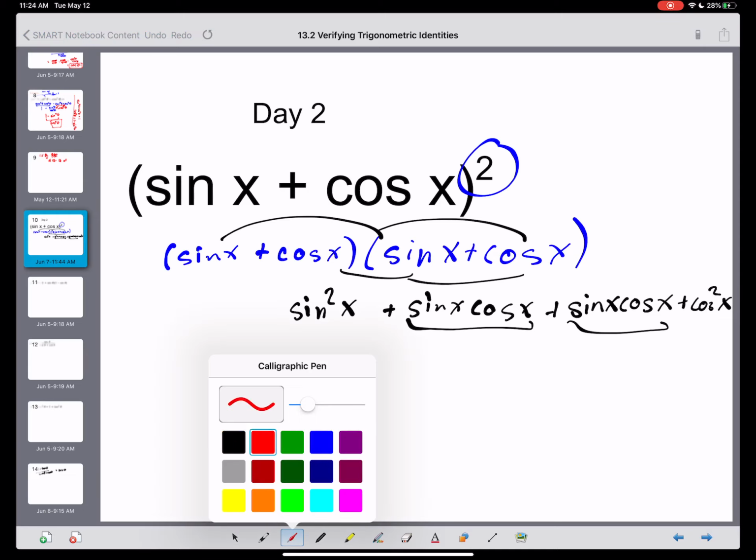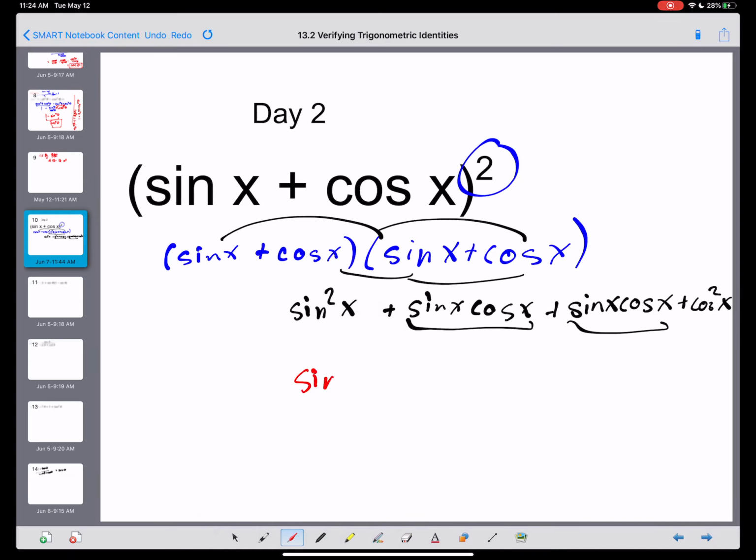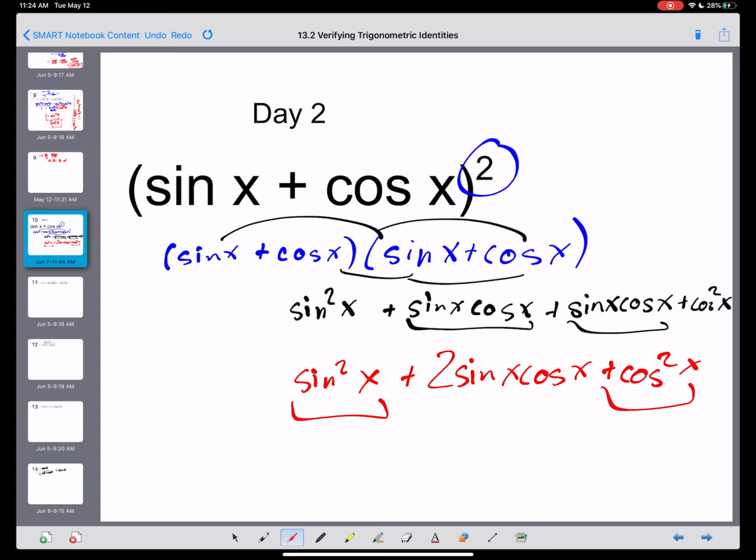So I'm just going to simplify. I have sine squared x plus 2 sine x cosine x plus cosine squared x. I have cosine squared and sine squared. Okay, remember, and there's a plus, right? Remember, sine squared plus cosine squared is 1. So my answer is 1 plus 2 sine x cosine x. That's my final answer.